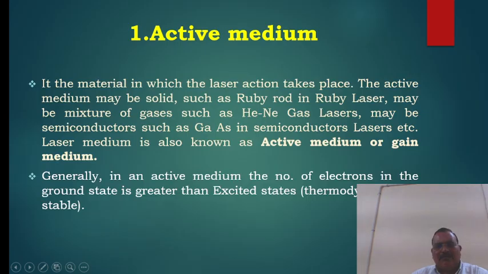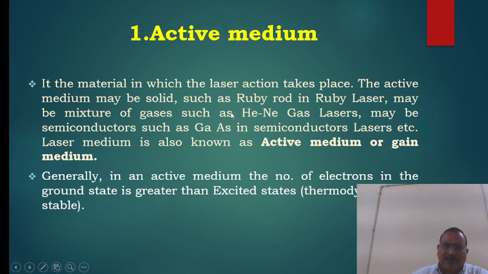For example, we have the solid state laser. Solid state laser is generally what we call the ruby rod, ruby laser. So ruby, what is this? It is a mixture of aluminium trioxide with chromium. That is the active medium.